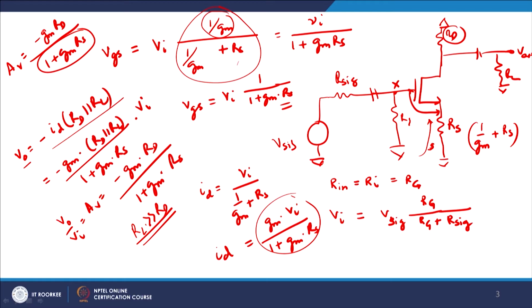But the interesting part is that, as I discussed with you earlier also, the presence of Rs actually helps you to do negative feedback and stabilizes it. So, though your gain falls down, your bandwidth increases, because the gain bandwidth product is always fixed for a system. That is the advantage of having this resistance available to you.